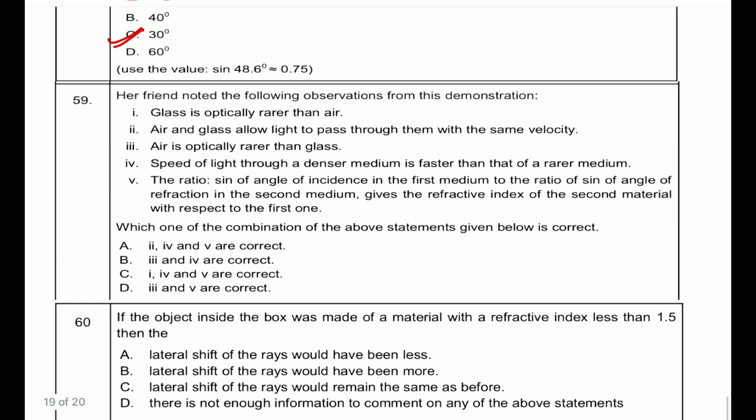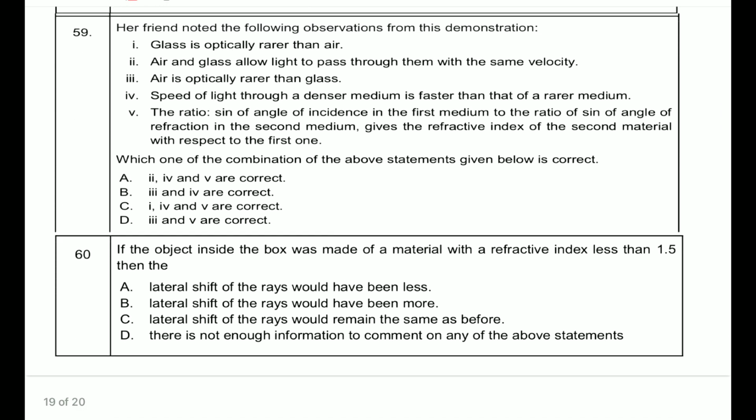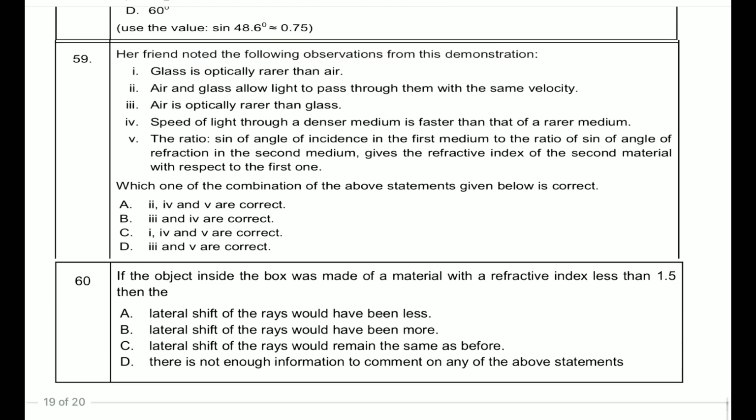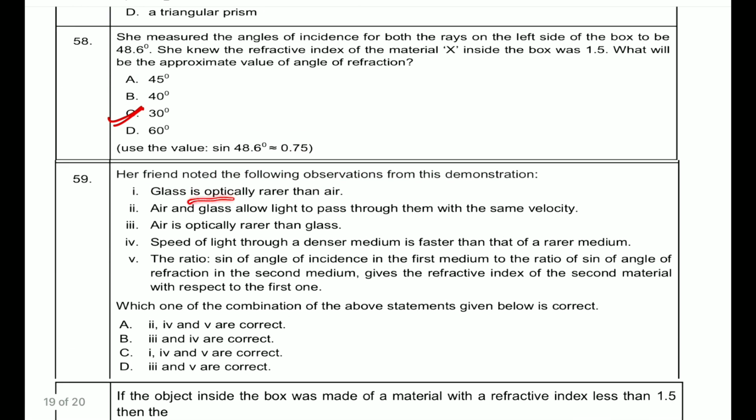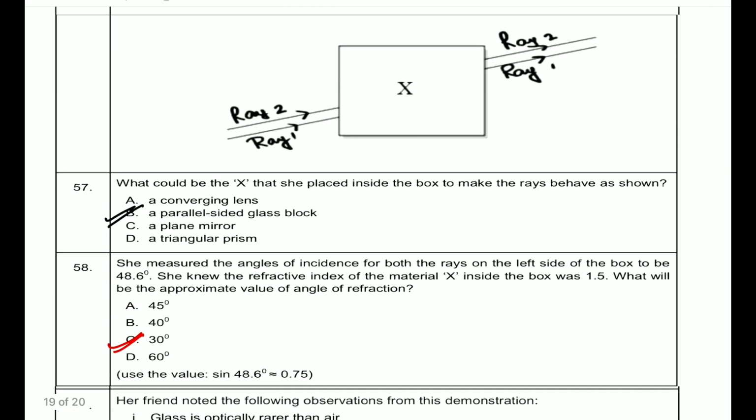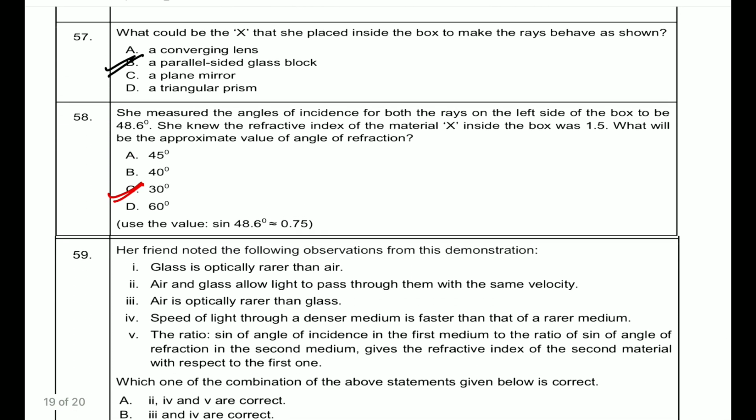All right, so let's do the next question. Only the last two questions are left. Her friend noted the following observation from this demonstration. Glass is optically rarer than air. No, that is a very wrong observation. Glass is optically denser than air, right? So this option is wrong.